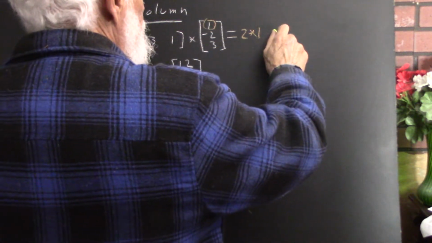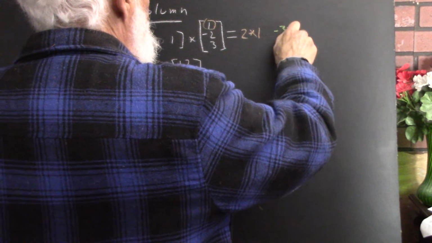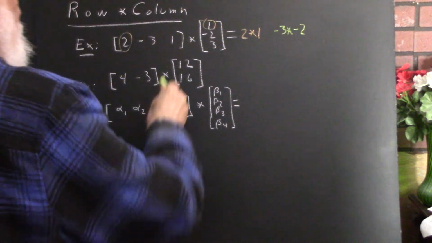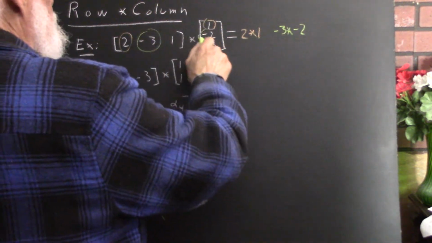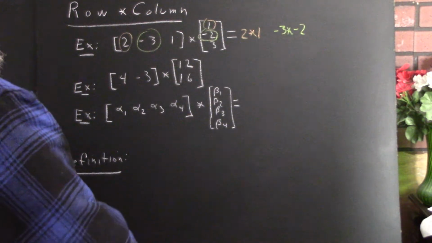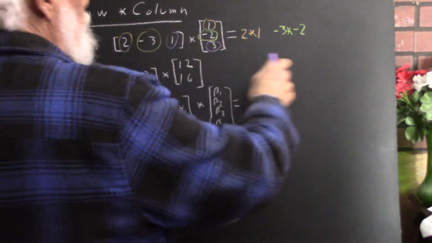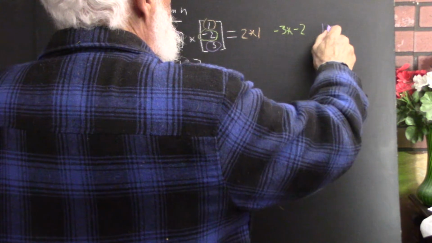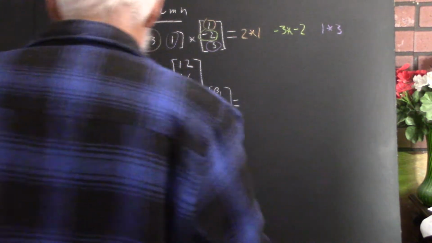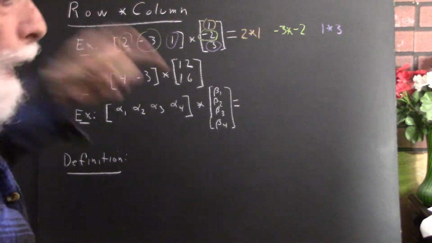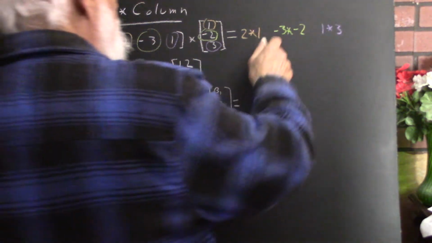Now I'll just write out negative 3 times negative 2. And we'll circle these in green to show that those are the ones that are matched up. And then we multiply the 1 by the 3. And what do we do with those products? We add them. Very simple, we just add.